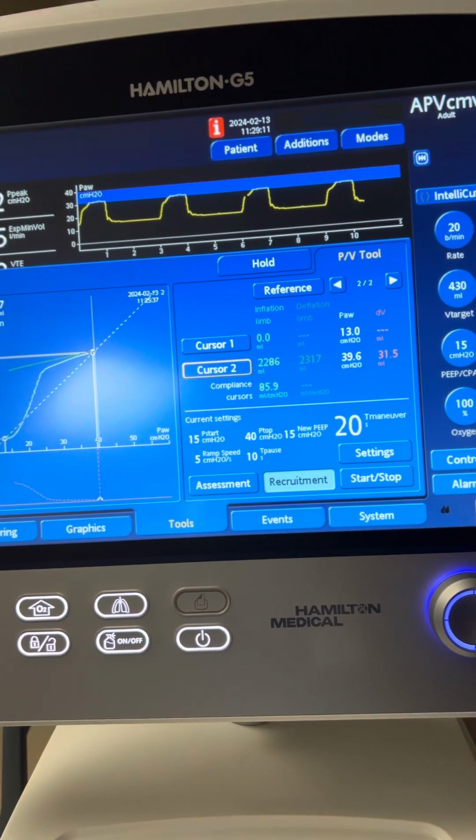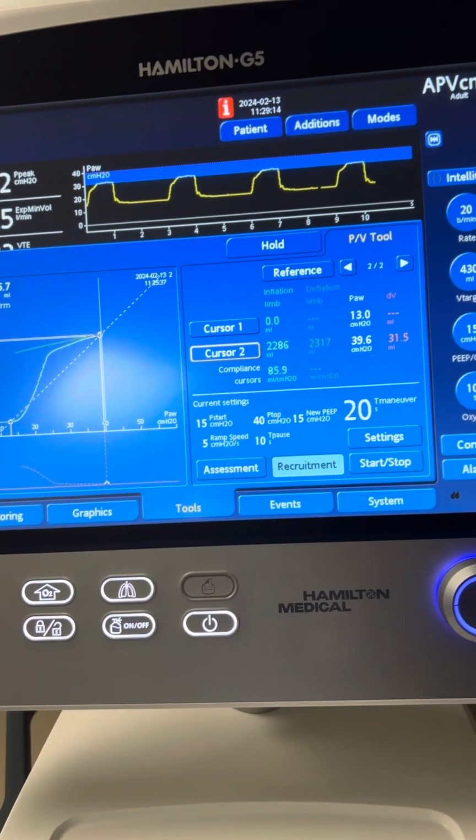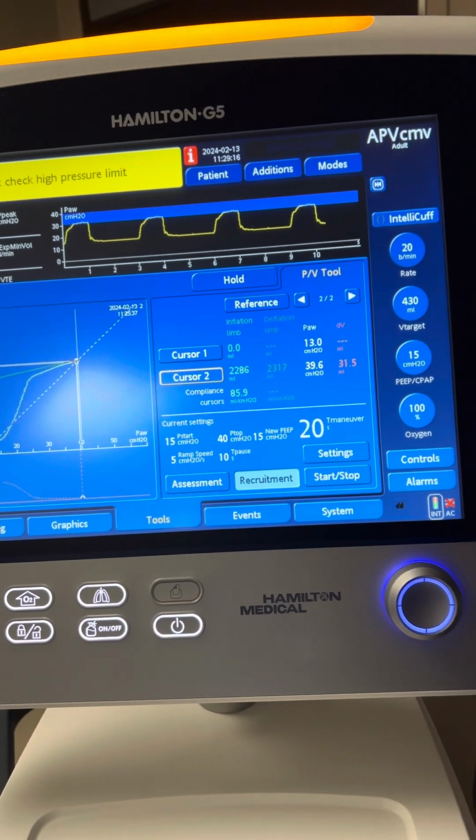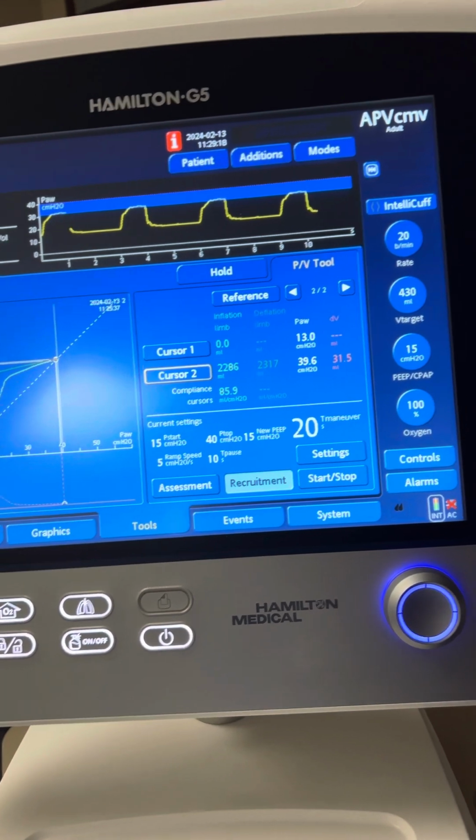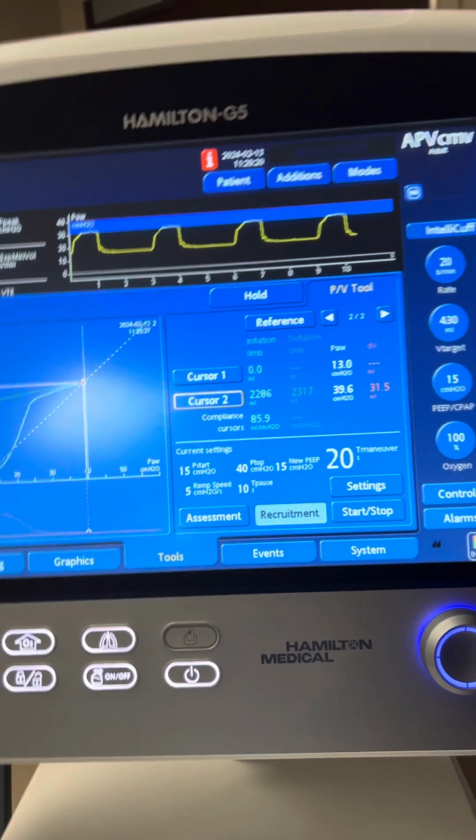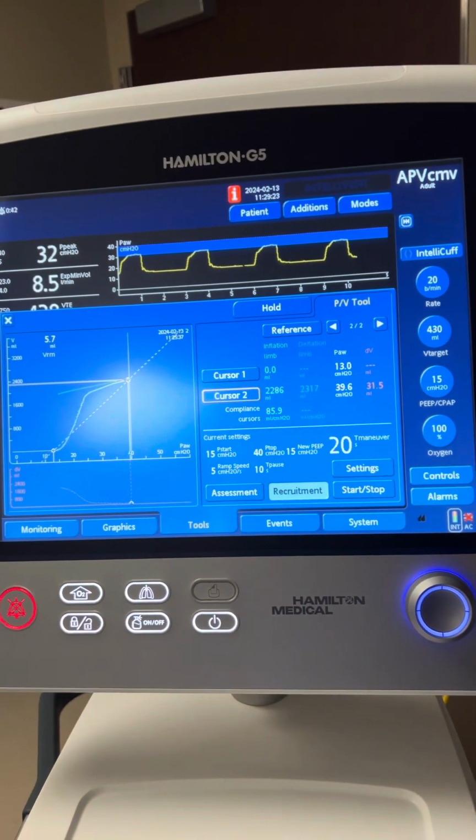And as you see your patient's lungs improve and just kind of progress towards tolerating more spontaneous breathing, and so on and so forth. So that is the PV tool.